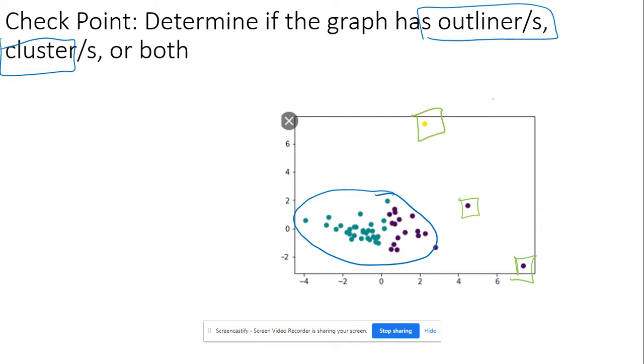Remember, outliers are outside my data. Clusters are grouped together, very tight together groups of data.